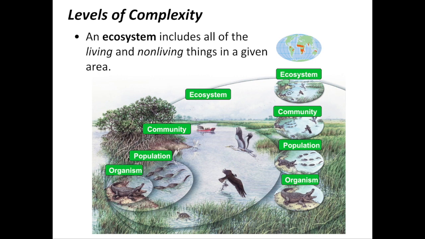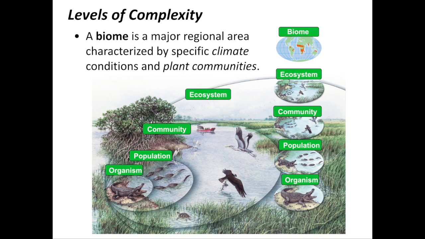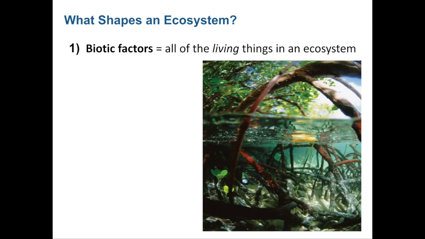Okay, so we have this ecosystem here. So here we're looking at a swamp, and this swamp has a community of living things. Part of that community is a population of alligators, and then we could look at this one individual and see the organism there. Okay, and then if we wanted to look even a little higher there, we could talk about a biome. And a biome is a major regional area characterized by specific climate conditions and plant communities. Okay, so we'll be looking at that a bit more. So biomes are big swaths of continents, usually.